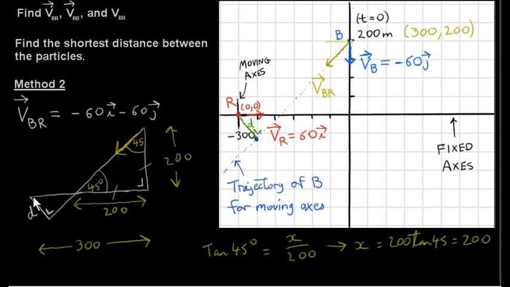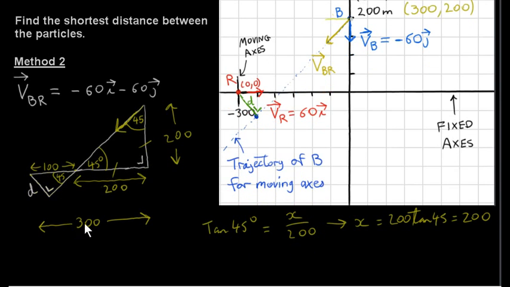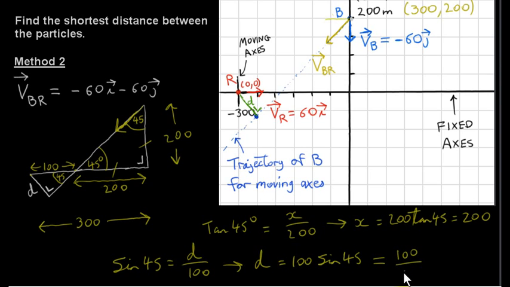So since this is 200, then the distance from here to here must be 100. And also we have a pair of opposite angles. If this angle is 45, then this angle in here must also be 45. Now looking at this small right angle triangle, sine 45 is opposite over hypotenuse. So to find d, we multiply the hypotenuse 100 by the sine of 45. Sine of 45 is 1 over root 2. So we get 100 times 1 over root 2, or 100 divided by root 2, which we saw earlier is 70.71 meters to 2 decimal places.